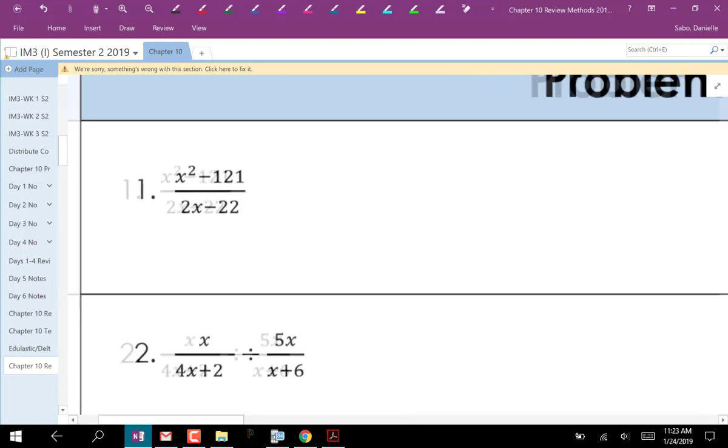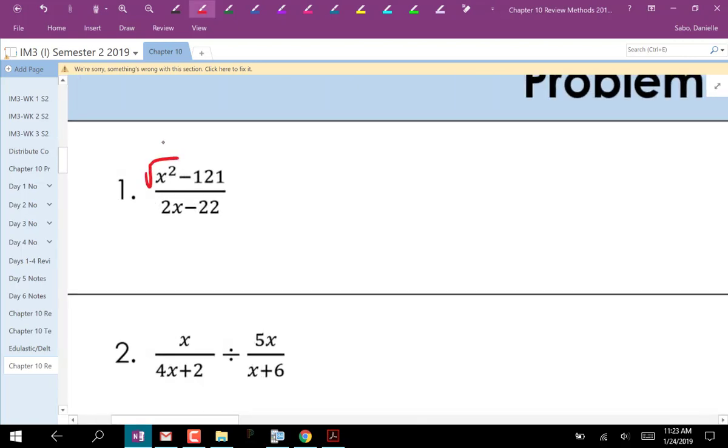So let's factor. What is the square root of x squared? And then what's the square root of 121? Careful. 11. You were really close. So then I would write that as x plus 11 and x minus 11. Good. Okay.